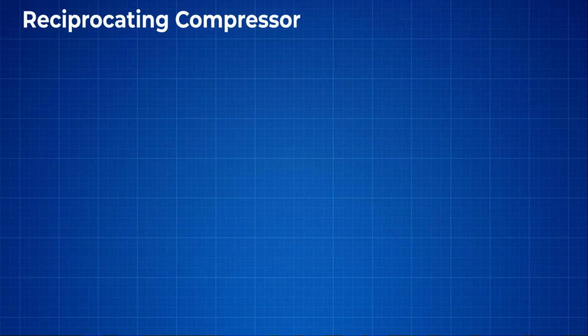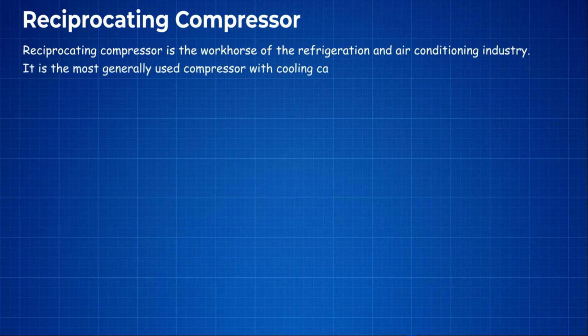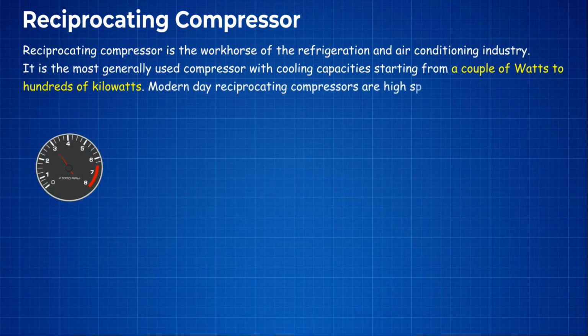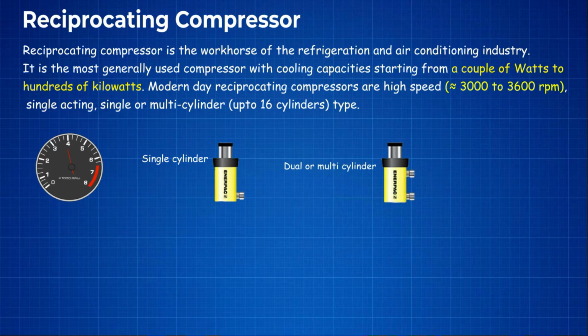Reciprocating compressor. A reciprocating compressor is the workhorse of the refrigeration and air conditioning industry. It is the most generally used compressor with cooling capacities starting from a couple of watts to hundreds of kilowatts. Modern-day reciprocating compressors are high-speed, approximately 3,000 to 3,600 RPM, single-acting, single or multi-cylinder, up to 16 cylinders, type.